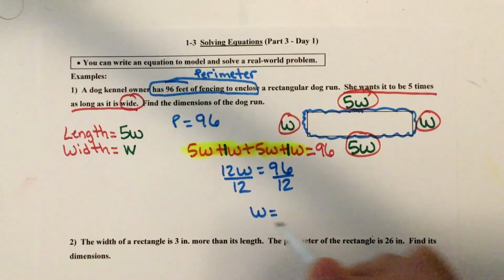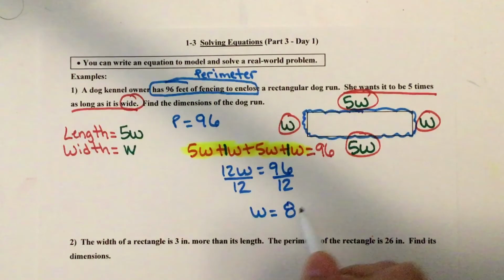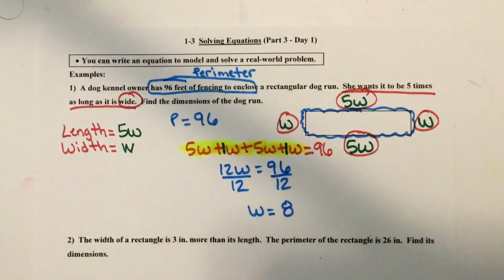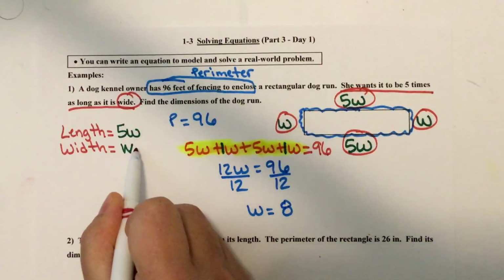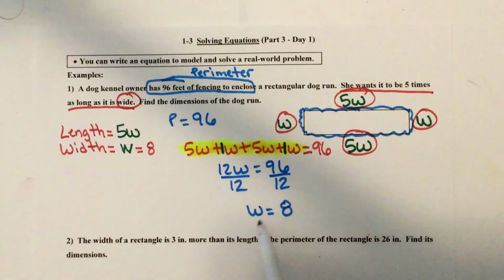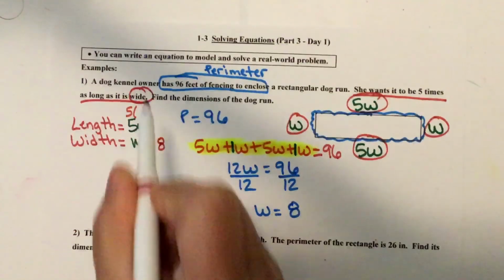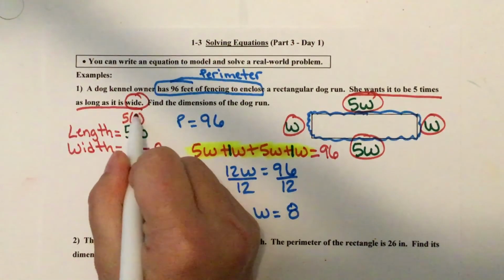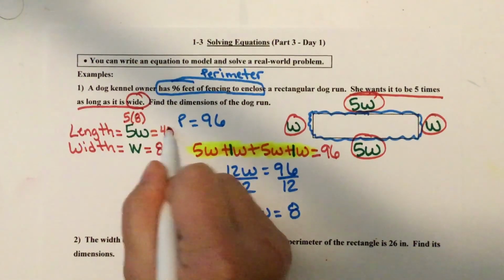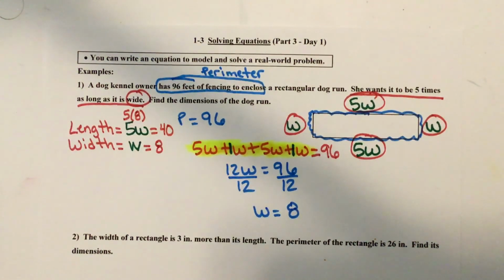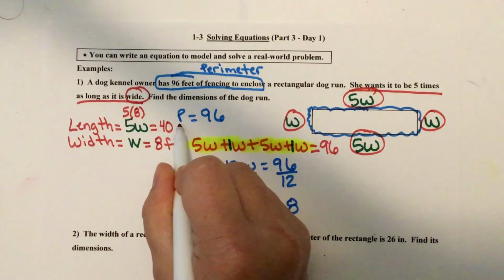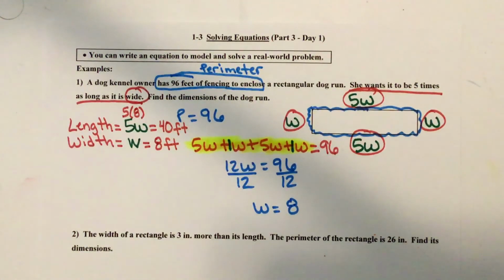And what do you get if you divide 96 by 12? Anybody know? 8. All right, so W stands for our width. So I'm going to come back up here and I'm going to put 8 where the W is, because that's what we just found. W is 8. And then the length is 5 times W. So that would be 5 times what we found W to be, which is 8. And 5 times 8 is 40. And this is in feet. So the width is 8 feet and the length is 40 feet. And those are our answers. And we're done.